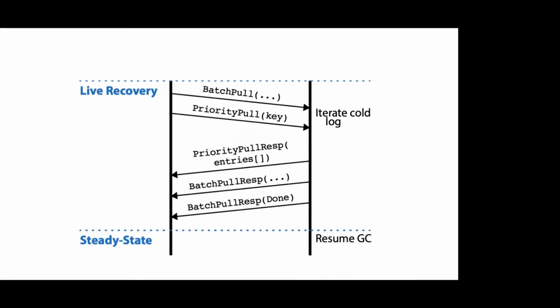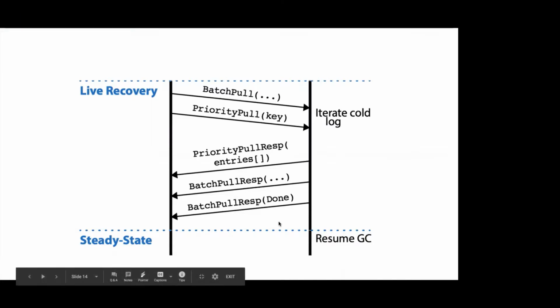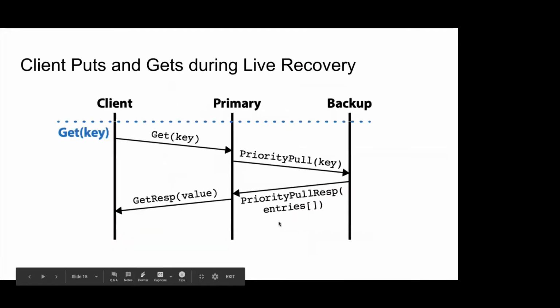So the new primary does not wait to be fully up to date before starting serving client requests. On one hand, it's fielding client requests, and on the other hand, it is still being brought up to date by the backups. So this is what the live recovery period is. It's live because the system is fielding client requests, and recovery because it is still recovering from failures.